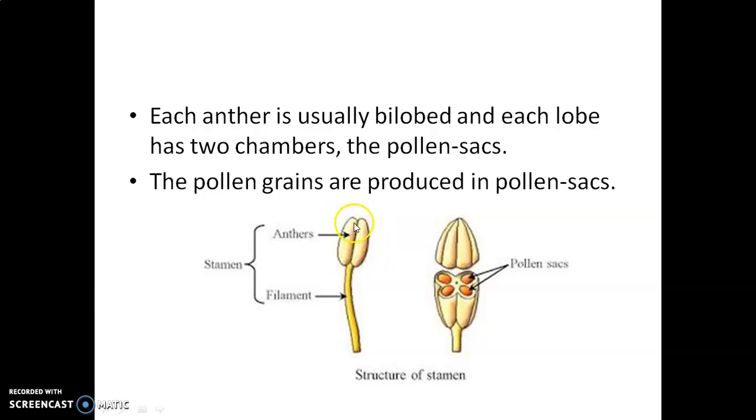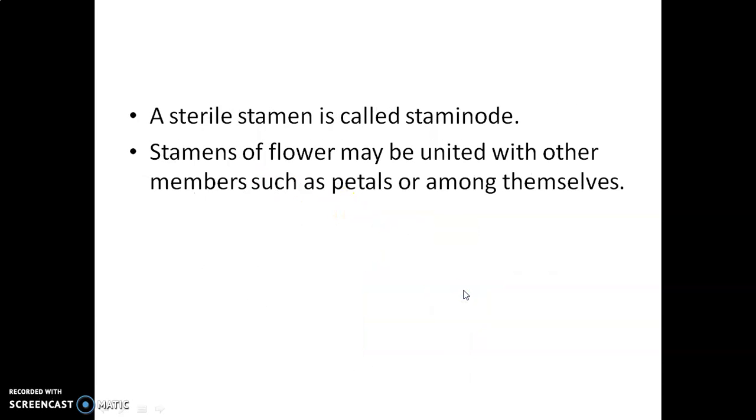And this anther is usually bilobed. Bilobed means 2 lobes are there, and each lobe has 2 chambers, the pollen sacs. See, these are pollen sacs. The pollen grains are produced in these pollen sacs. Development of pollen grains, microsporogenesis, we will study in class 12 in detail. Now keep it in mind, each bilobed anther has 2 chambers, the pollen sacs, and the pollen grains are produced in pollen sacs. Then the sterile stamen is called staminode.